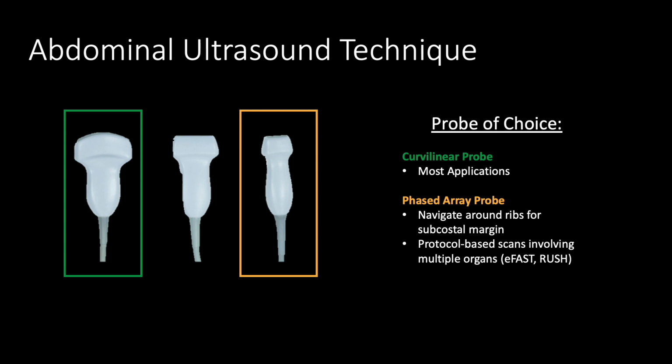Every now and then as well, the phased array probe gives you some benefits if you're doing a protocol-based scan, meaning that you're ultrasounding multiple organs or across wide areas of the body, such as you might do for an EFAST exam or a RUSH exam, and we don't want to take the time to switch between different probes or transducers during those exams. And so these are going to be the two main probes that you'll utilize when looking at the abdomen.